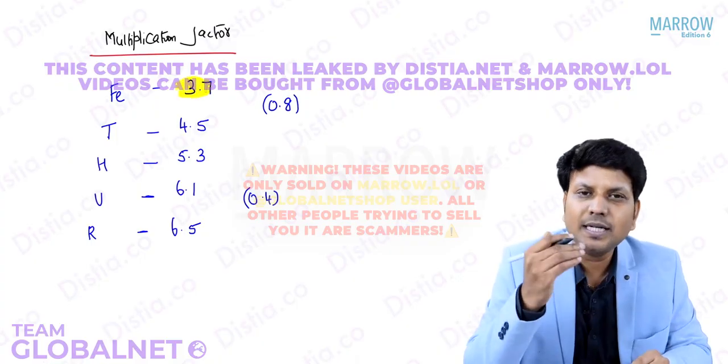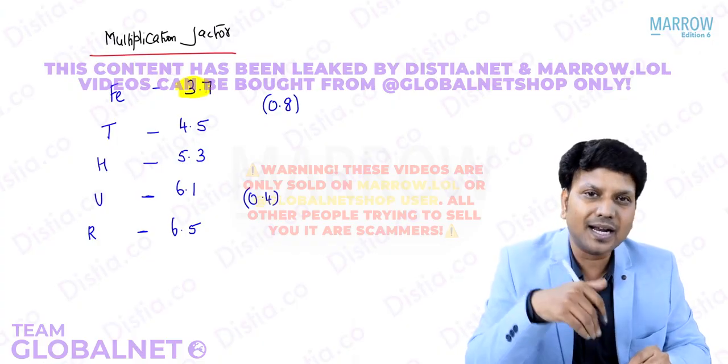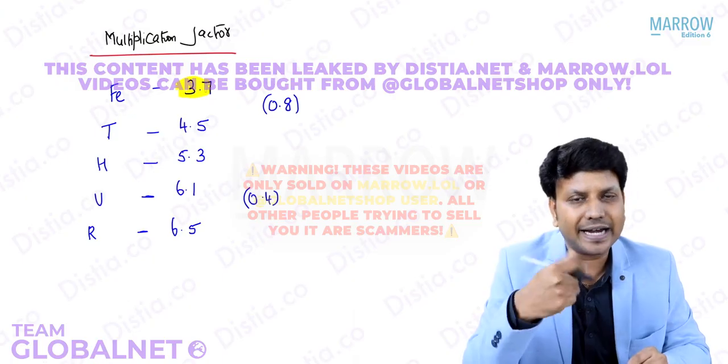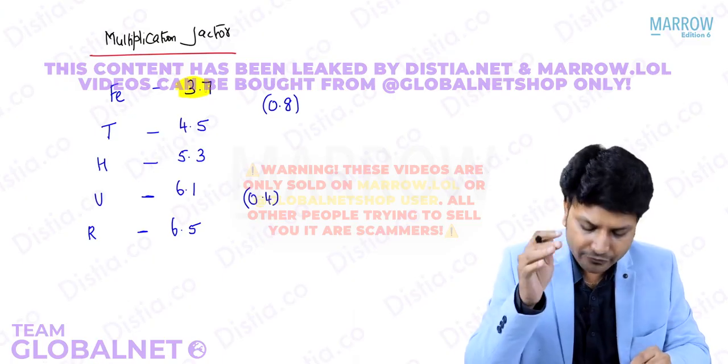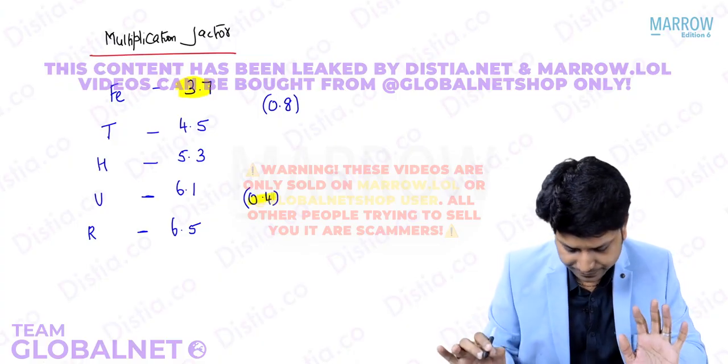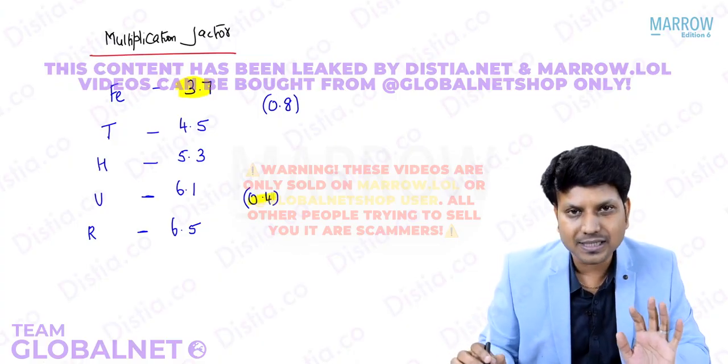After femur, tibia. After tibia, you have humerus, then ulna, finally radius. Everything you need to add 0.8. For ulna and radius alone, you need to add 0.4. From ulna into radius, you need to add only 0.4. That is sufficient, right? Fine. So that is again very important.